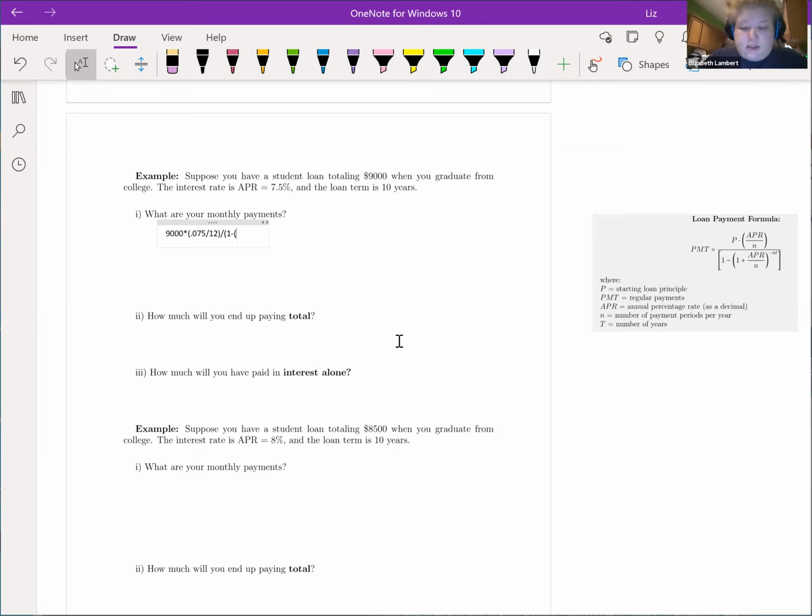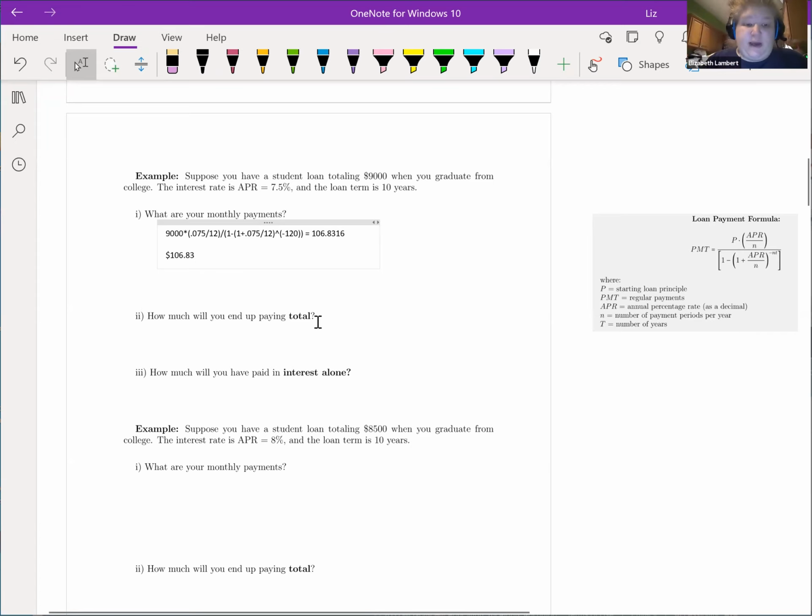All right, 1 minus open, 1 plus 0.075 over 12, close to the open. Negative 12 times 10 again is negative 120. And close the bottom. So we have $106.83. So that is what you would type in for this. You round it up or down to the cents.